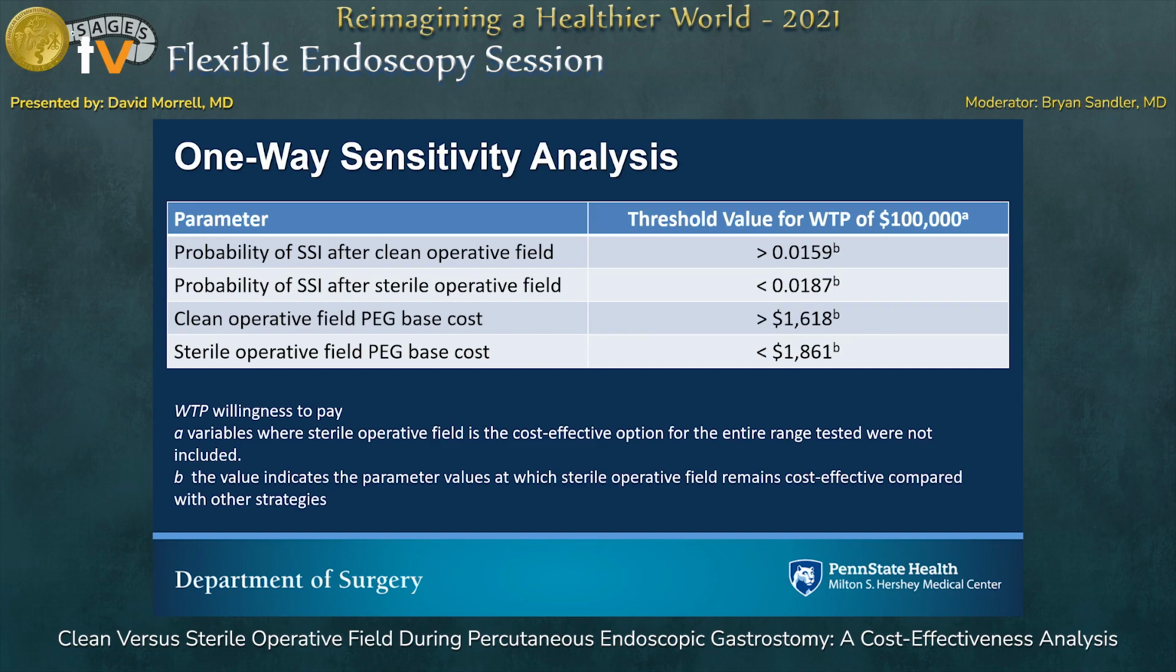These four parameters here are the only model parameters that resulted in changes in the cost effectiveness over the range studied. As you can see, if the probability of surgical site infection after a clean operative field rises above 1.6%, sterile operative field PEG remains cost effective. In contrast, sterile operative field must remain below 1.9%, holding all other parameters constant, and you can see the costs here.